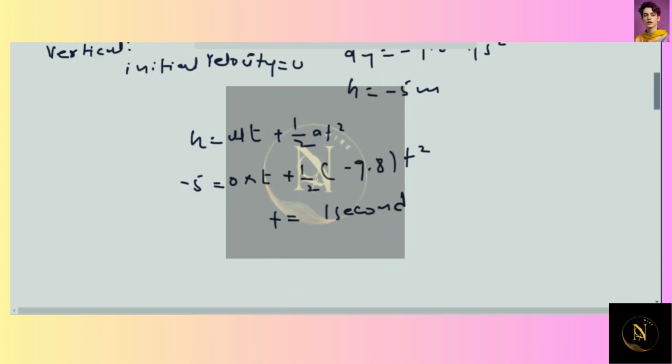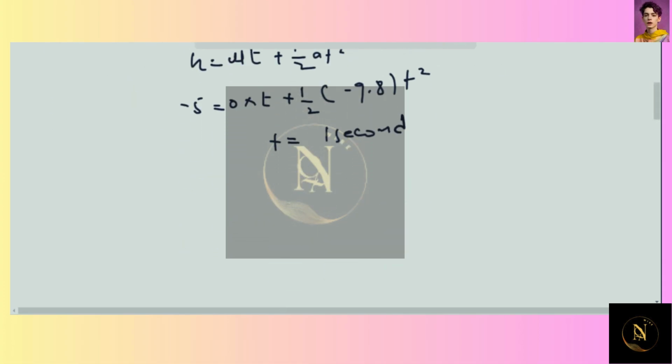And now since t is 1, we know that time of flight t equals 10 divided by ux. So we can write 1 is equal to 10 divided by ux, and so we have ux equal to 10 meter per second.